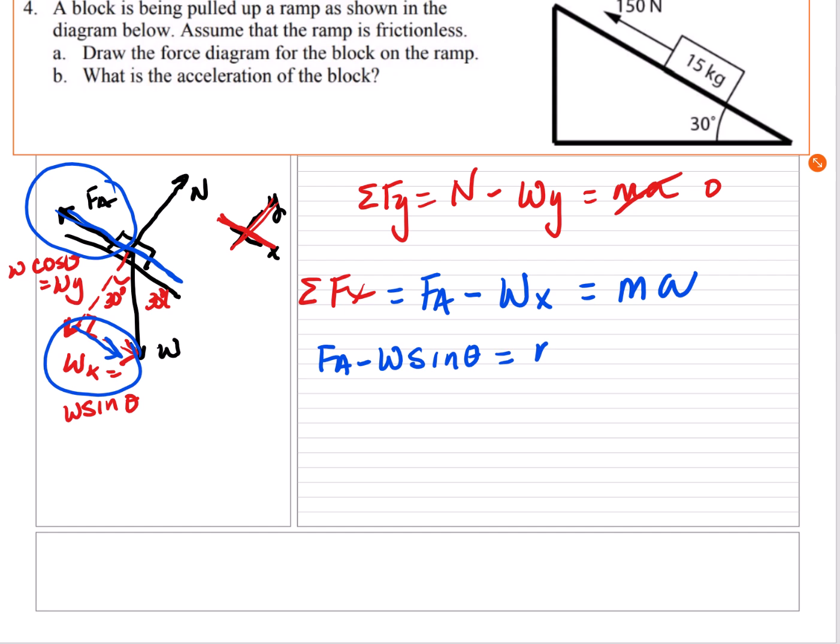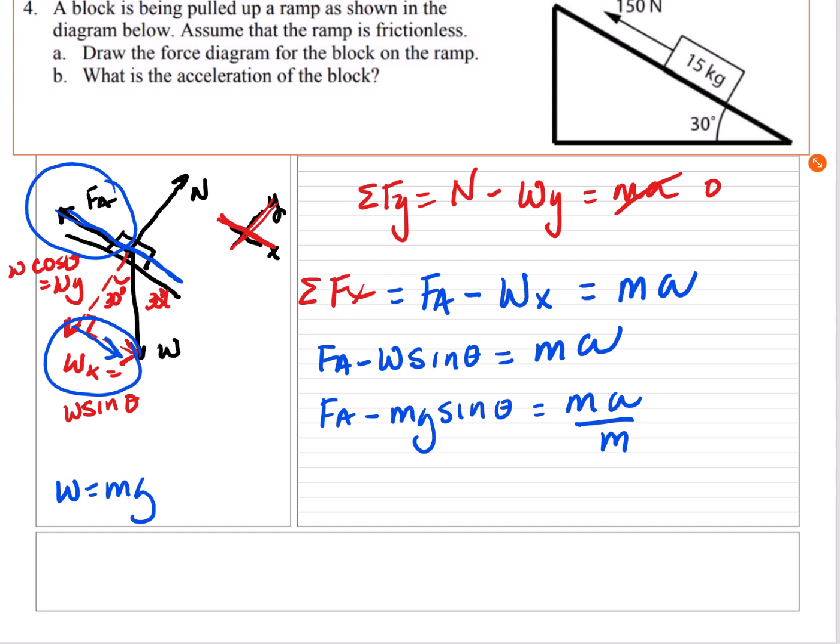This is equal to ma. We know that W is equal to mg, so I'm going to substitute in. So that's mg sine theta, which is equal to ma. So I'm going to divide both sides by mass because we want to solve for acceleration.